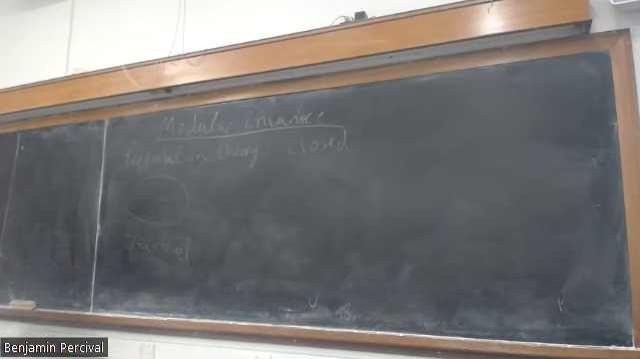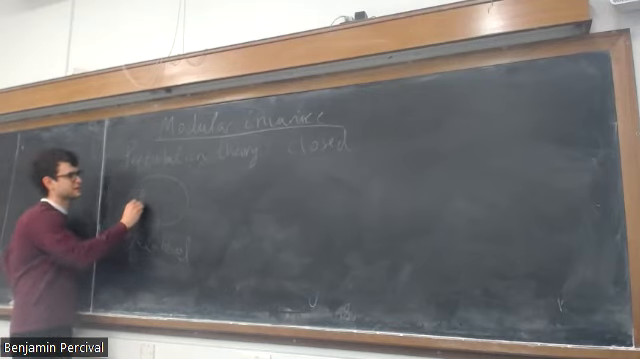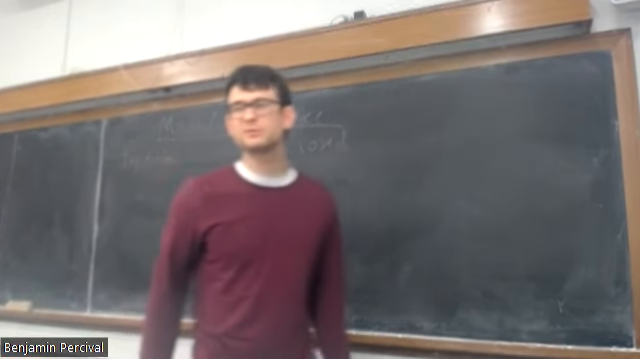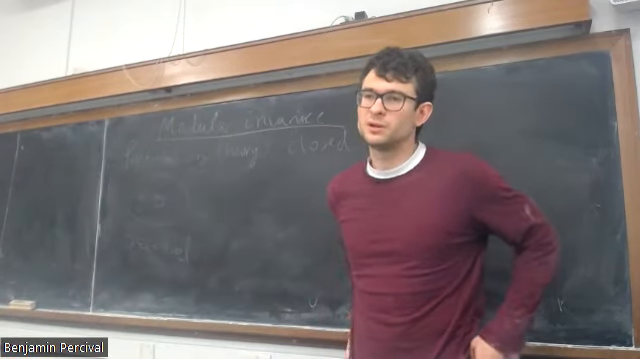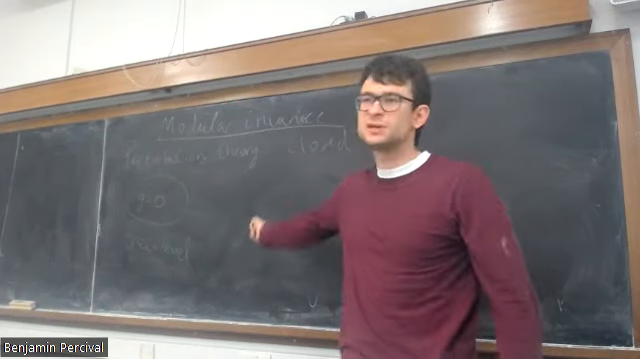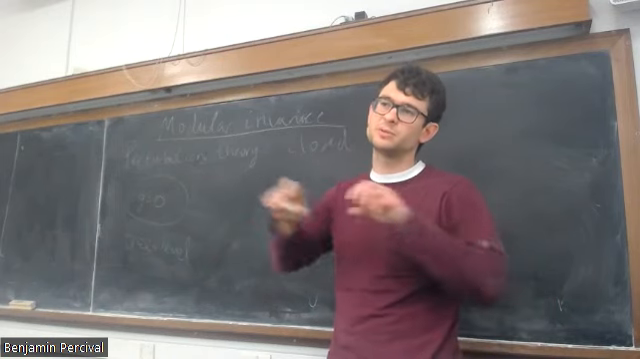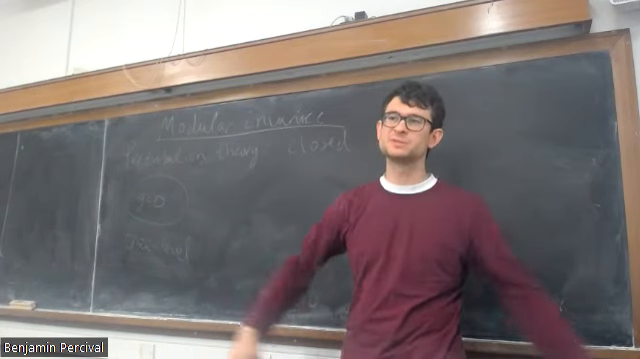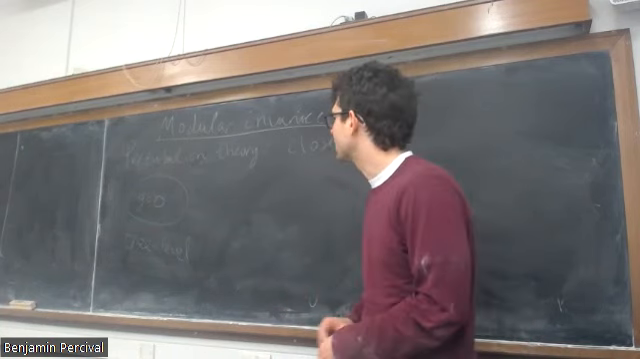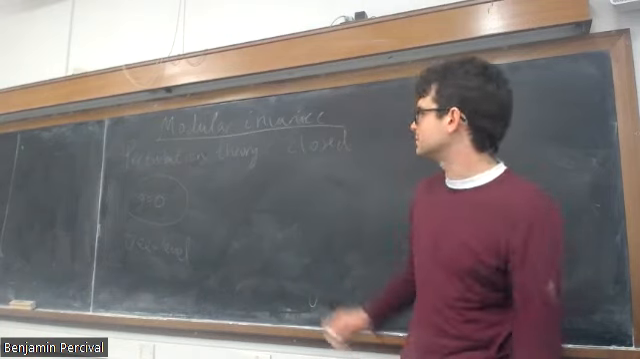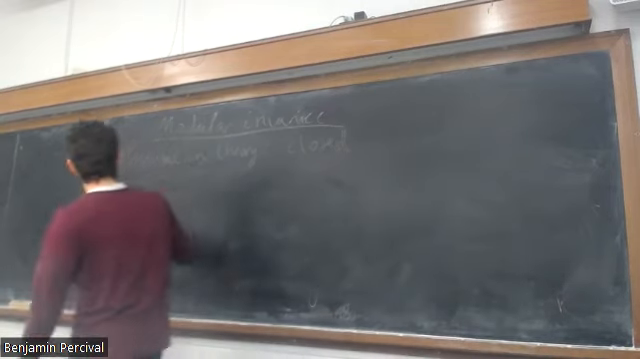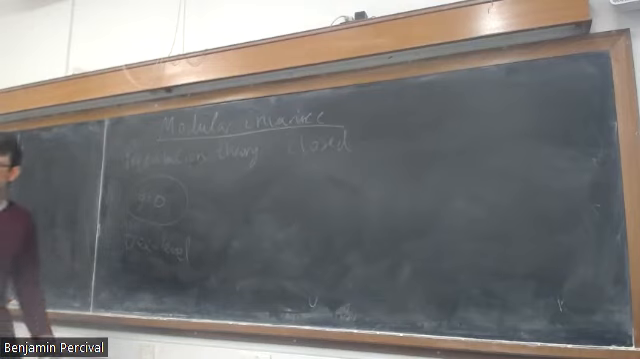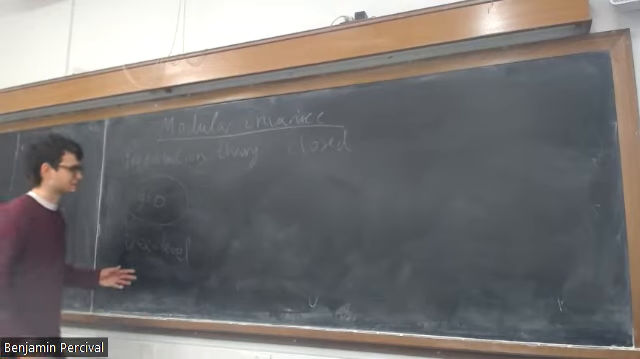So tree level amplitude. This is giving rise to a genus 0 surface. So this is the world sheet. We're looking at the world sheet, a world sheet where basically nothing happens. Or this, it's just a surface with no holes in it. So that's the tree level.